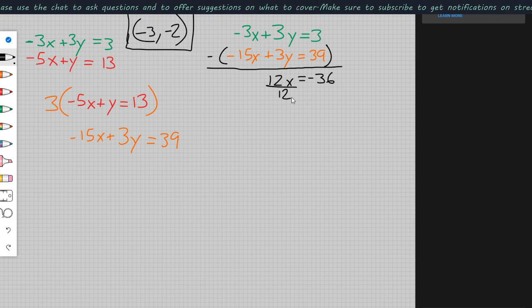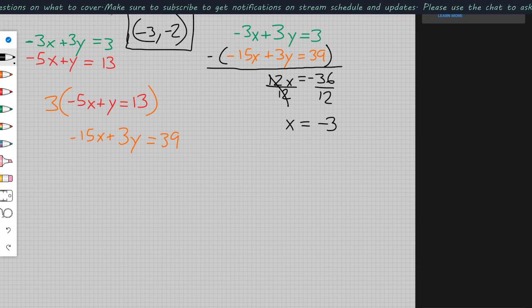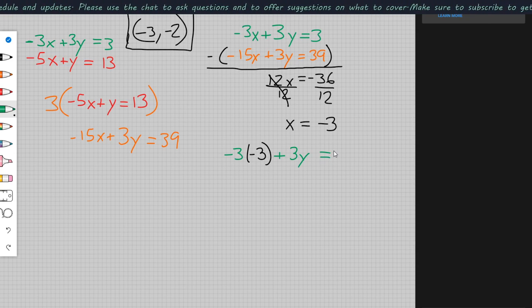So we're going to divide by 12 on both sides. 12 divided by 12 is just 1, so you get x equals negative 3, so we're already off to a good start because they match up. And now we're going to plug it back into whichever one we choose. I will plug it into the first one this time since I plugged it into the second one last time. So negative 3 times negative 3 plus 3y equals 3. Negative 3 times negative 3 is going to be positive 9.